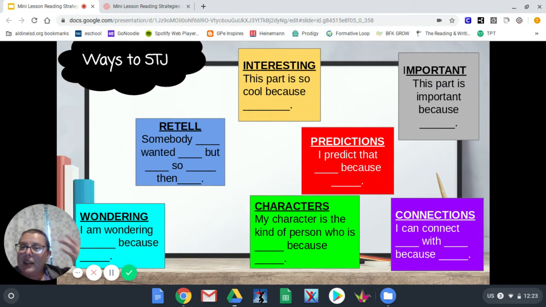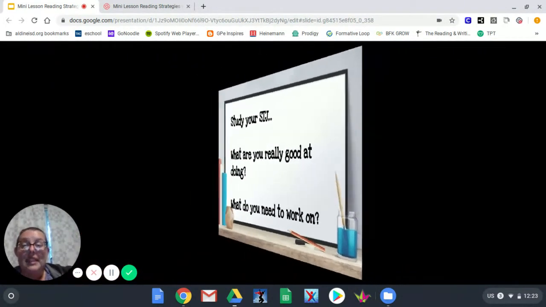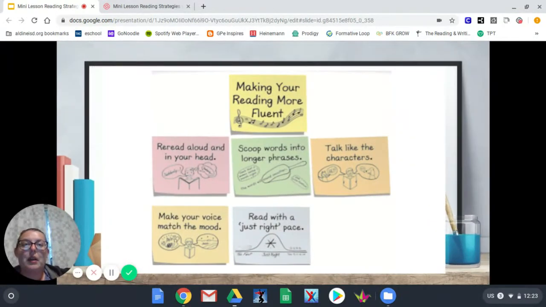Now, some of you are probably like, well, I don't know what I'm really good at. I'm going to show you some strategy charts that we've used to help decide if we're really good at something or not. Now, this chart probably looks familiar because we used it right before we went to spring break. It's called Making Your Reading More Fluent. We talked about how second graders really try to make their reading more fluent because the pictures become less and less. So you have to really read and not just look at the pictures. These are some of the strategies we focused on. And then some of you decided if that's a chart you needed to study more.